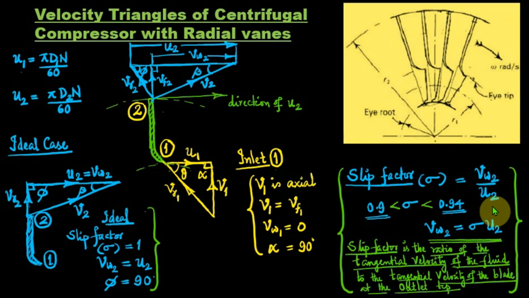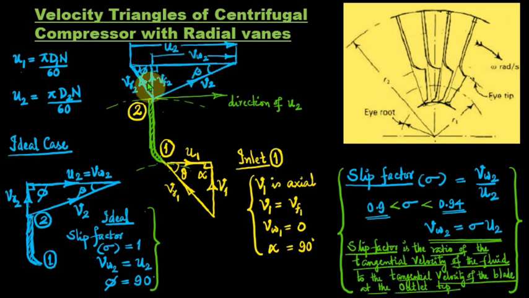But in actual practice, that will never happen because of the reasons I explained before. The value of sigma lies between 0.9 and 0.94. In numerical problems, usually it is given between 0.9 and 0.94. So from this relation, how do you get Vw2? Vw2 is equal to sigma into U2, slip factor into U2. So that you should understand. And Vw2 is always less than U2 in actual practice.